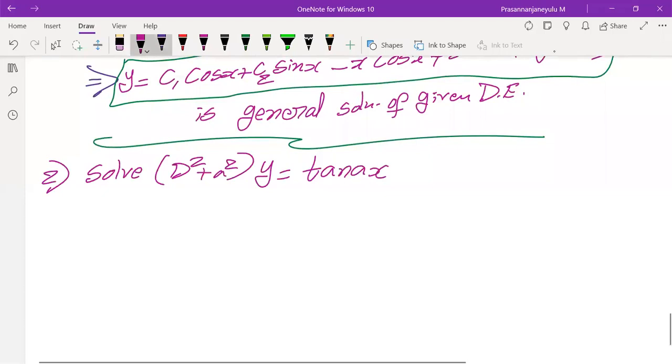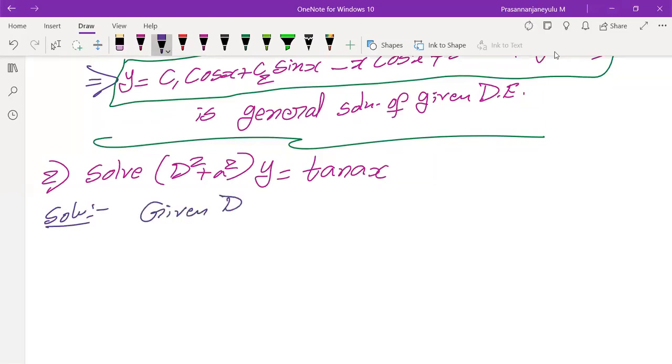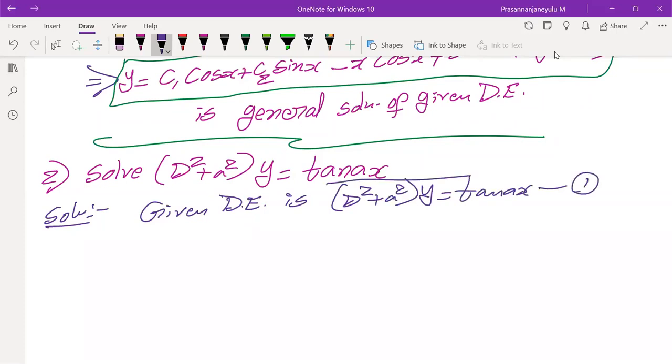Okay, the next problem is this. What is the given differential equation? D square plus a square of y is equal to tan ax. Taking this as equation number 1. In which form is this? It is a second order linear differential equation with constant coefficients. So can we apply the method of variation of parameters? Yes, because the right hand side, tan ax, is there.